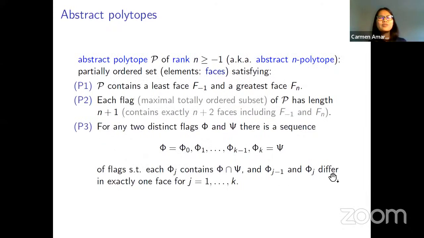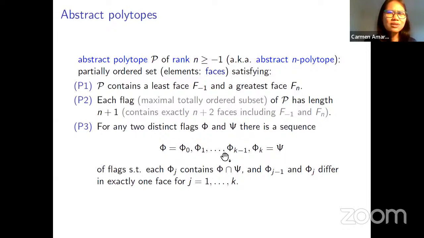So there is a third condition that we want to satisfy in order for our poset to be a polytope. This is a little bit more complicated than the first two. I-try nating i-illustrate para maintindihan natin. So for any 2 distinct flags, phi and psi, we can find a sequence of flags. So phi naught is the first flag phi. And then we have phi1 up to phi sub k-1. And then phi sub k is the flag psi.